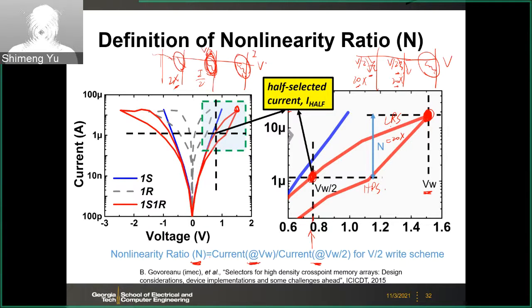This is the definition of the nonlinearity ratio. And of course, the larger the better. In this example, it's not that great, only a 20x reduction. Ideally, you may need something like 1,000 for the nonlinearity ratio if you want to build a large array.